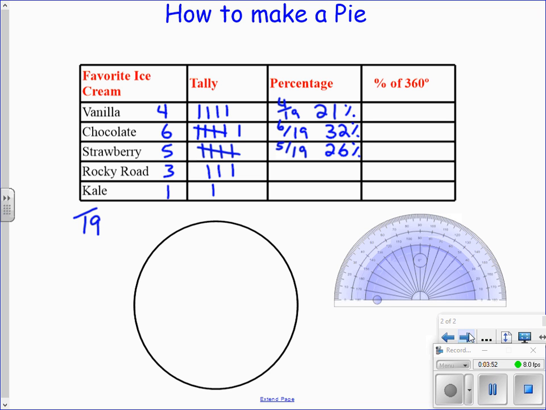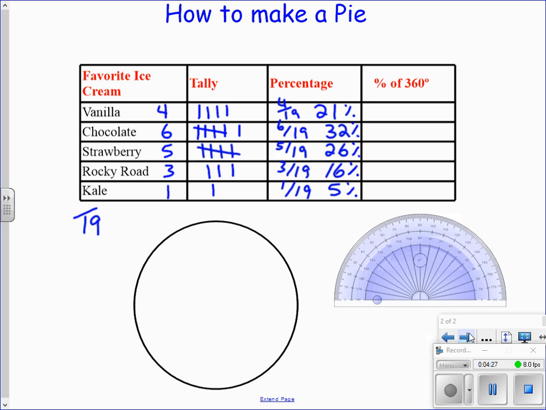Rocky Road, 3 divided by 19 is 0.157, so 16%. Again, that was 3 out of 19. Hopefully I didn't miss anybody. And kale is 1 out of 19. I wonder who that would be. 1 divided by 19 looks like 5%. So those are our percentages.